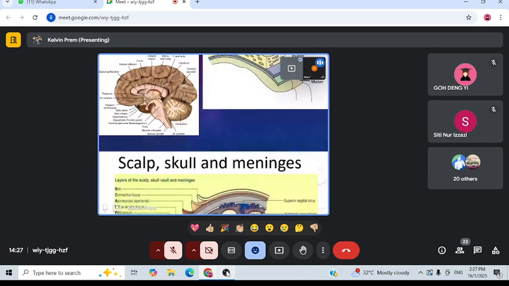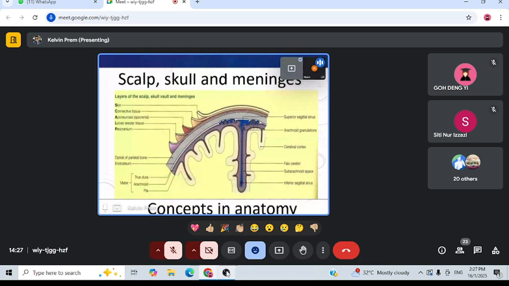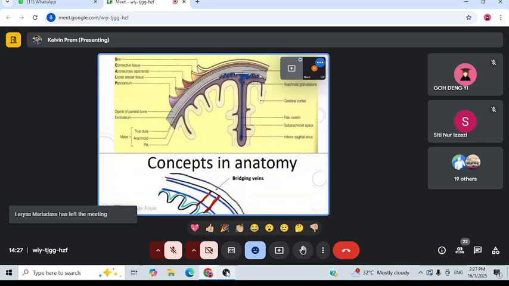So scalp, as the name implies, is a mnemonic for what it stands for: skin, connective tissue, aponeurosis, loose areolar tissue, followed by the pericranium. So there are a few concepts in anatomy, and we will also look at a few concepts in physiology.